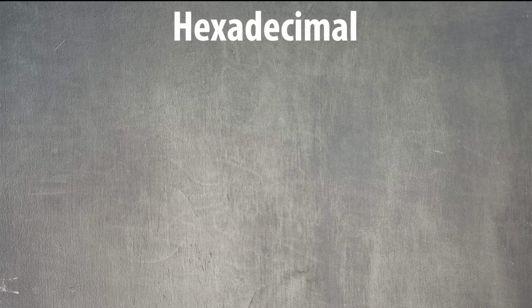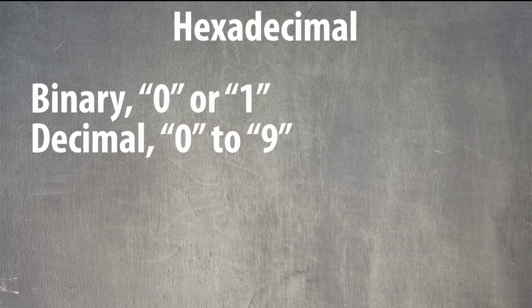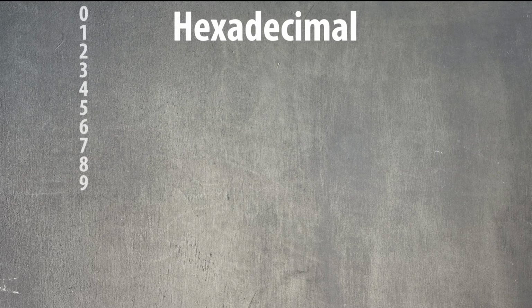Hexadecimal is the number base 16, so instead of having just 2 digits for binary or 10 digits for decimal before we have to move up a column, we have 16. For 0 to 9, we use our familiar digits 0 to 9. Makes a lot of sense. But what about symbols for 10 up to 15?